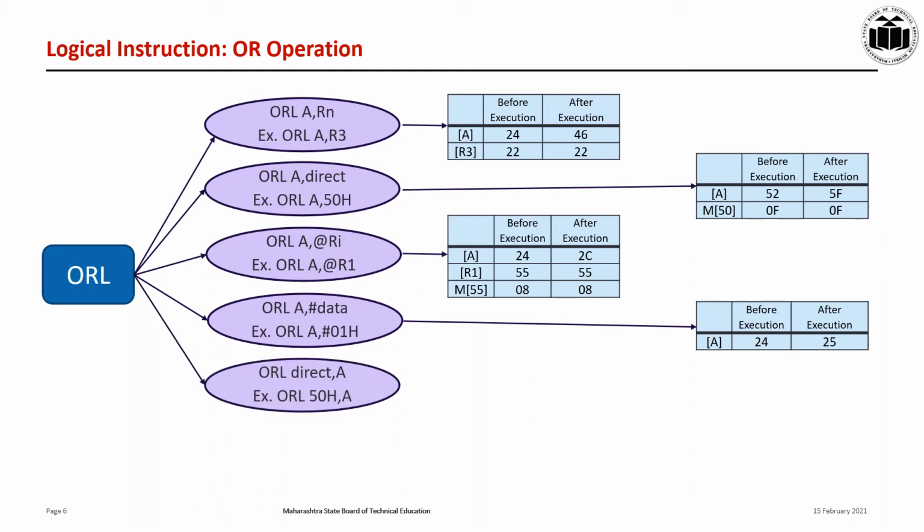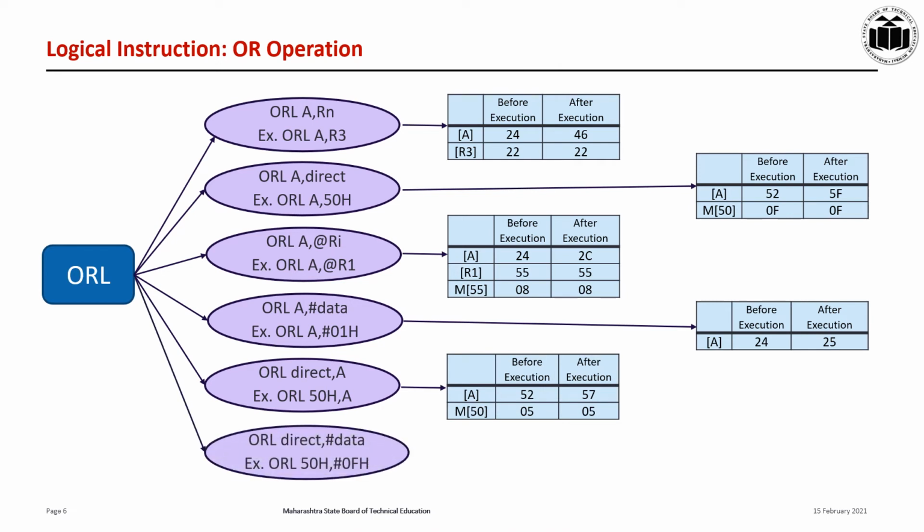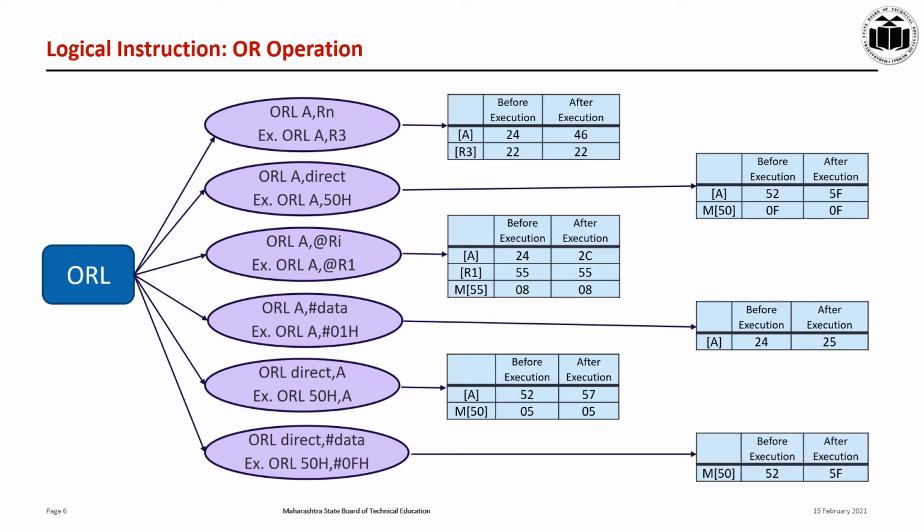ORL direct, A. This instruction ORs the content of the accumulator with the direct internal memory location and stores the result in the internal memory location given in the instruction. ORL direct, #data. This instruction ORs immediate 8-bit data given in the instruction with the direct internal memory location and stores the result in the internal memory location given in the instruction.